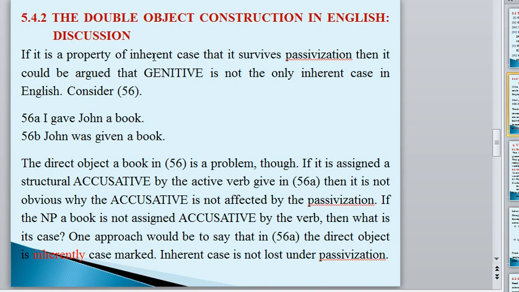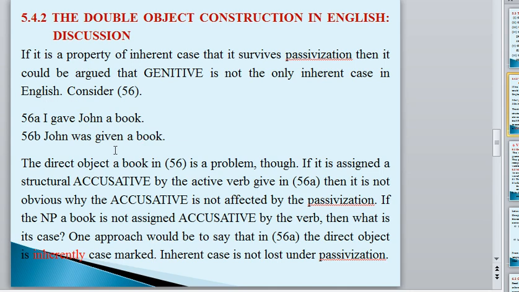Here we have the double object construction in English. Look at the example. If it is a property of inherent case that it survives passivization, then it could be argued that genitive is not the only inherent case in English. For example, I gave John a book. This is a kind of double object construction. John was given a book. You see here we move John to the subject position. This is a kind of passive verb.